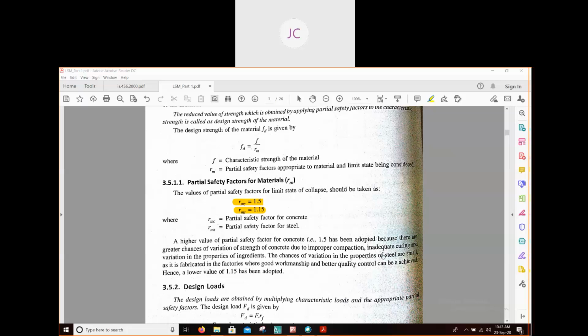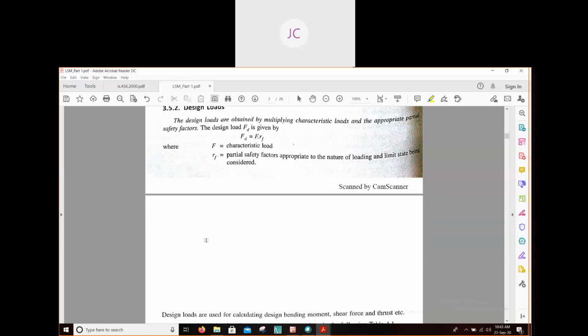The chances of variation in properties of steel are small because it is manufactured in factories where good workmanship and better quality control can be achieved. Therefore, a lower value of 1.15 has been adopted. You can read this PDF.